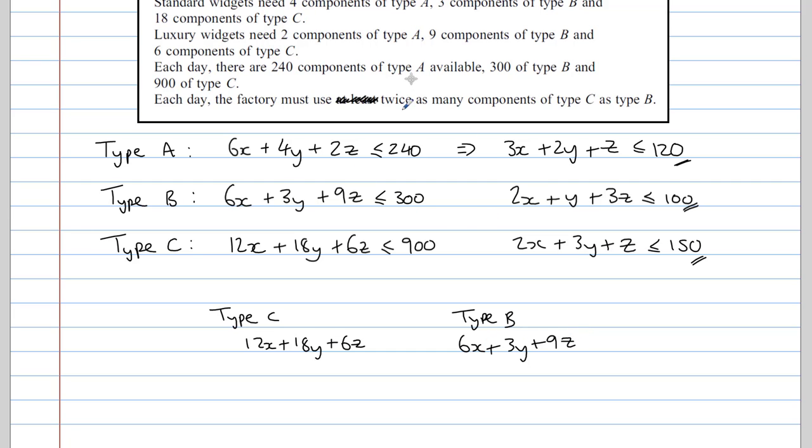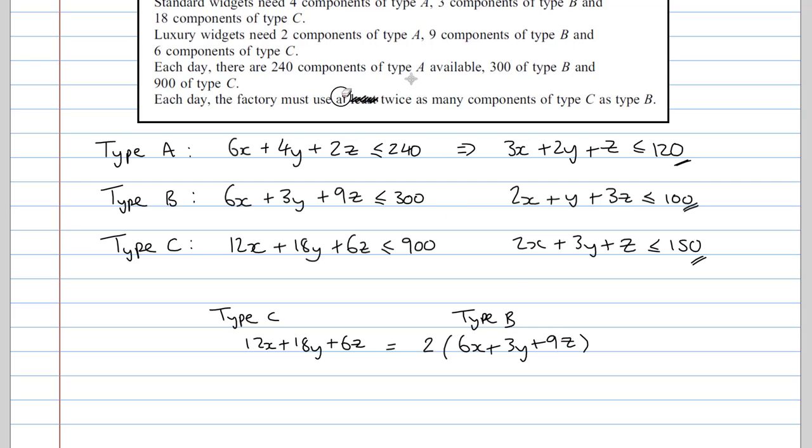And as I want twice as many components of type C as type B, I would take the number of type B components and I would multiply it by 2. And that would give me the number of type C components. The reason people often get this wrong is because they see twice as many components of type C and think, well, I must times the type C components by 2, when actually it's the other side that you end up needing to multiply by 2.